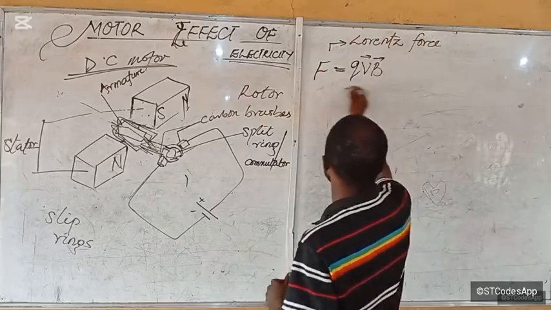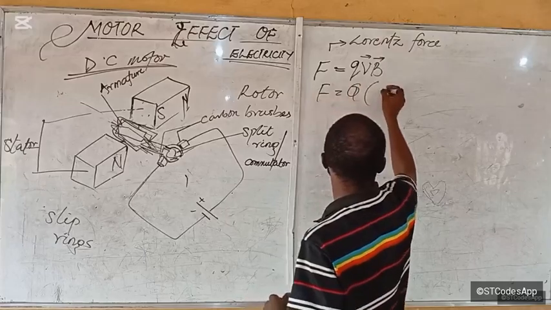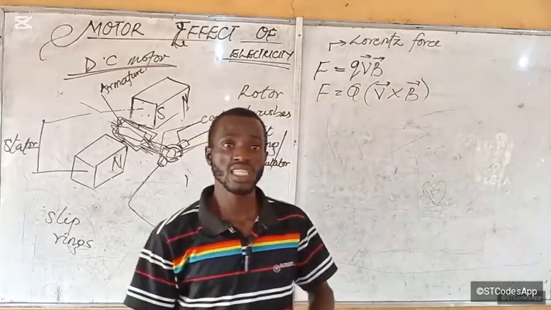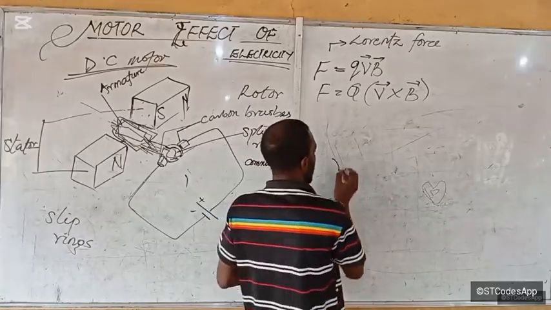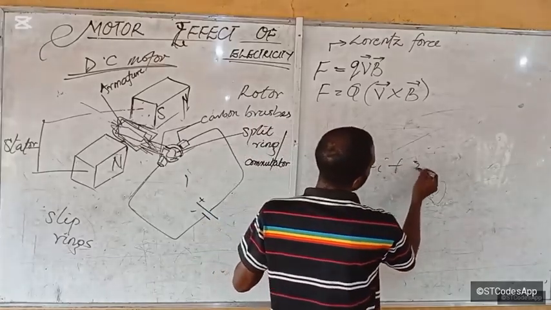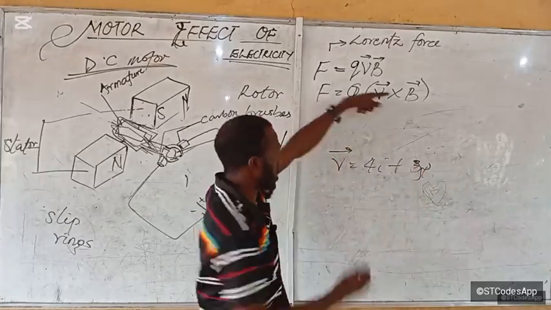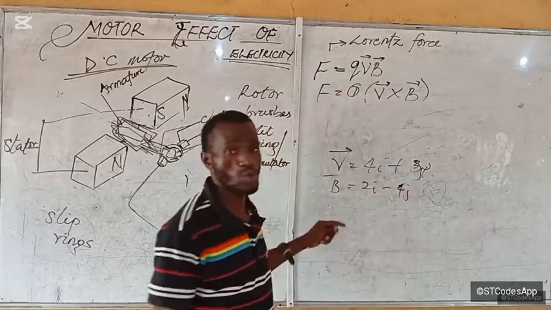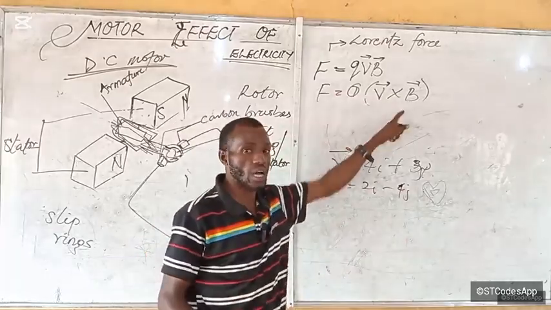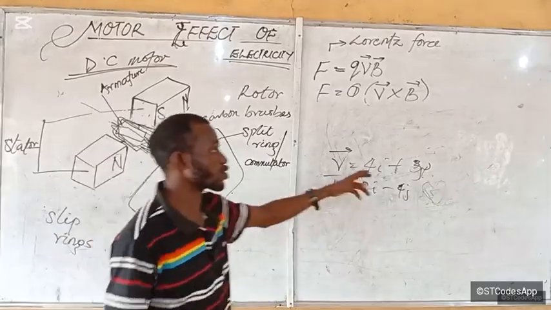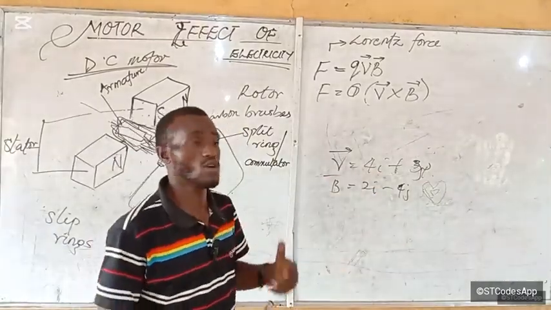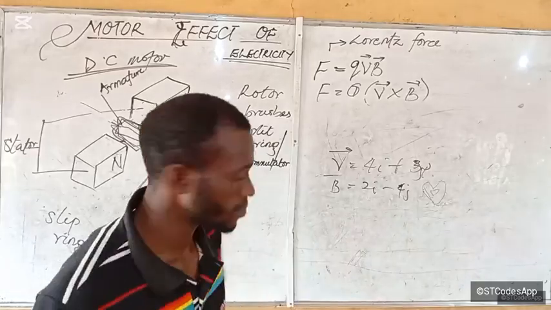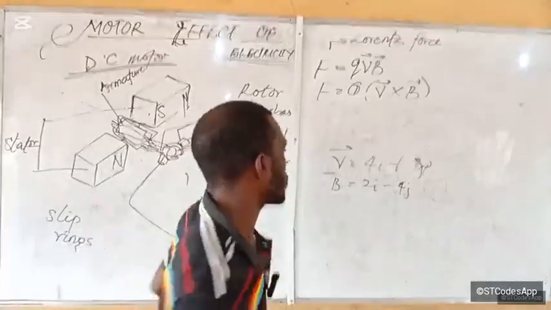Lorentz force is actually given by the product of two vectors. So we give it as Q into bracket vector V cross vector B. So in case we are giving vector V in vector notation, let's say vector V was equal to 4i plus 3j or something, and vector B was given as maybe 2i minus 4j, what you do is you take a cross product. Is that okay? Alright. If you don't know how to take the cross product, just look at my video on vectors, I'm going to link the video. It's very simple. Just take them in matrix method and find the determinant. Is that okay? So that's how to work this out.